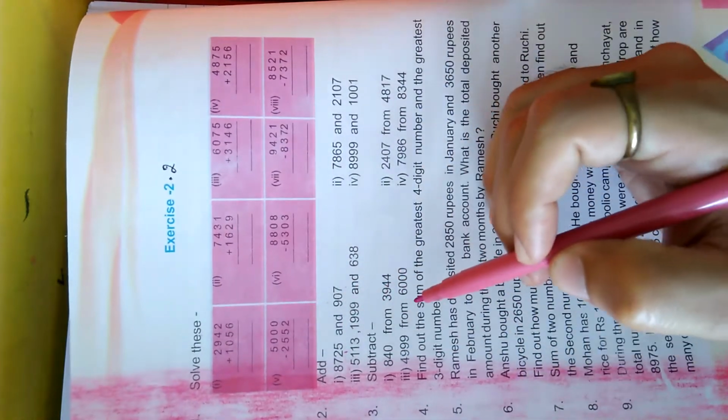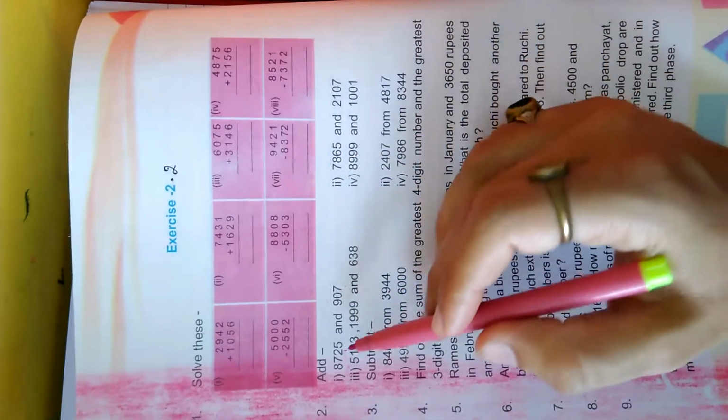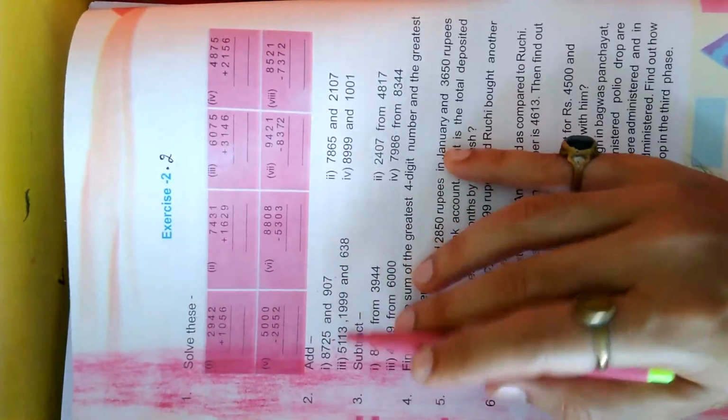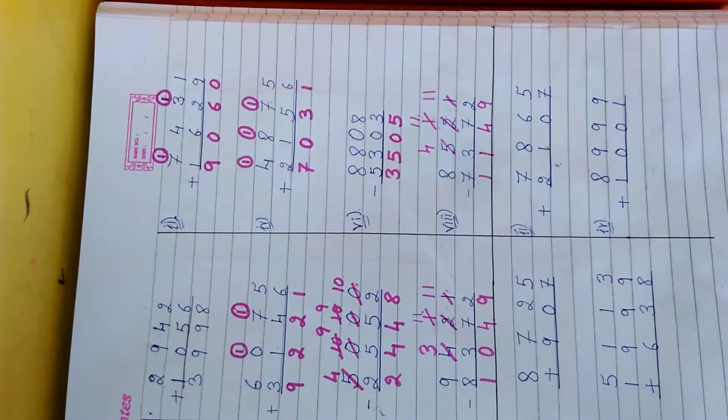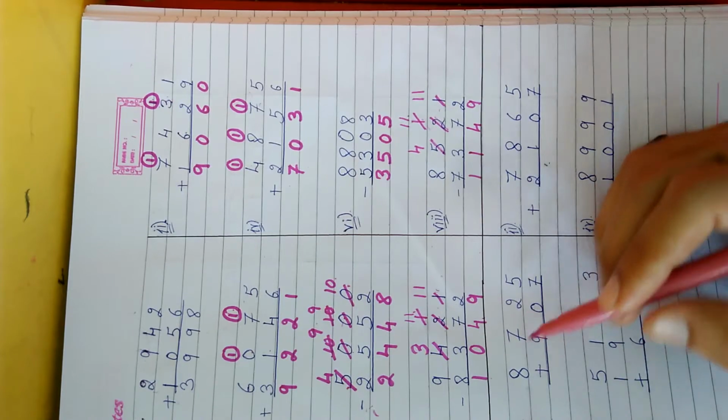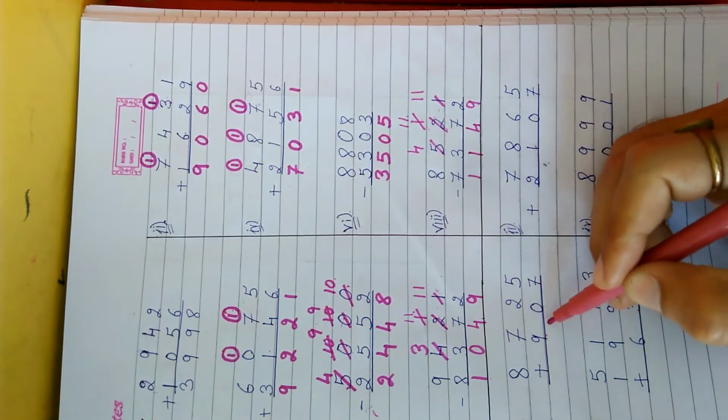You need to add both these numbers. Okay, so basically we need to add both numbers. What we do, we'll write one beneath the second. So here's your 8725, which is a 4-digit number, and the 3-digit number we have written just beneath it.